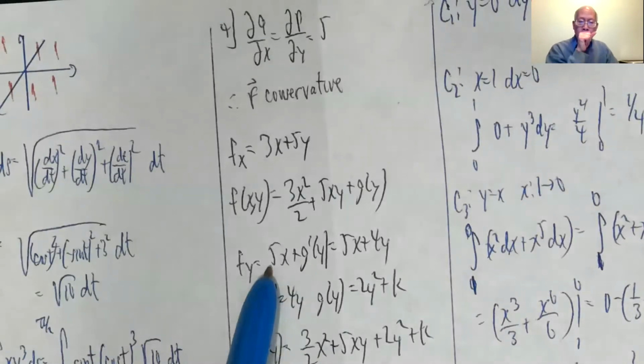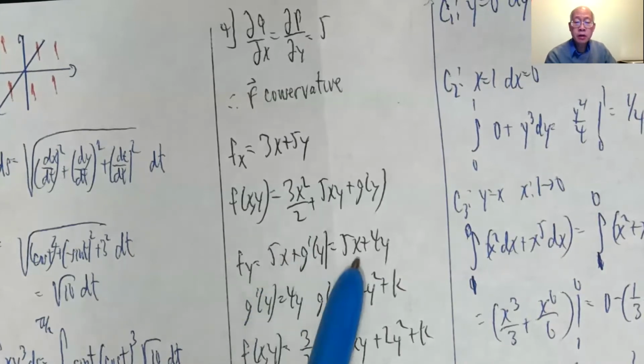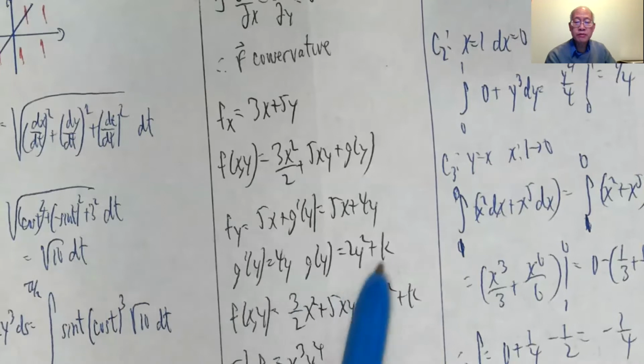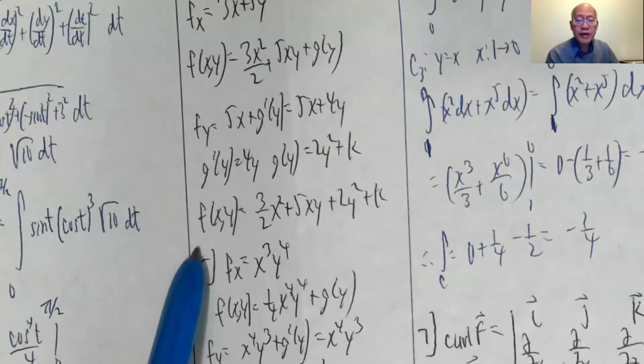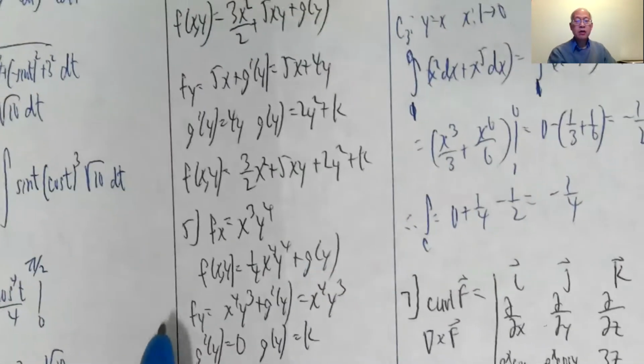fy would be 5x plus g prime of y. Set that equal to 5x plus 4y. That means g prime of y is 4y. So g of y is 2y squared plus k. So f of x, y is 3 halves x squared plus 5xy plus 2y squared plus k.